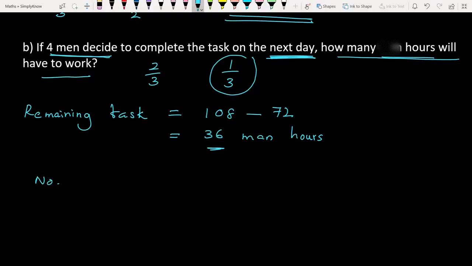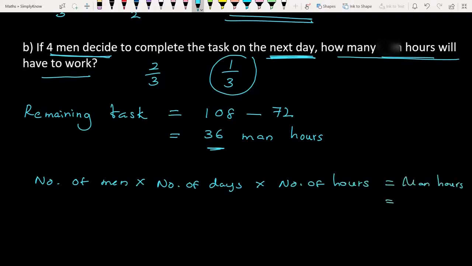Number of men times number of days times number of hours equals man hours. So our man hours is the remaining task, 36 man hours.